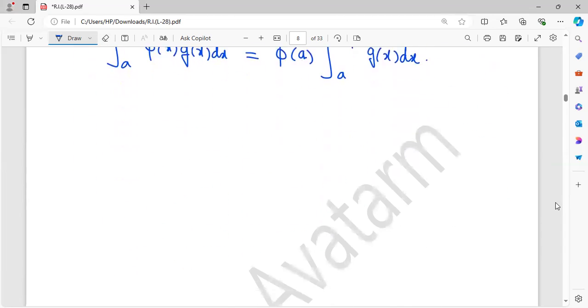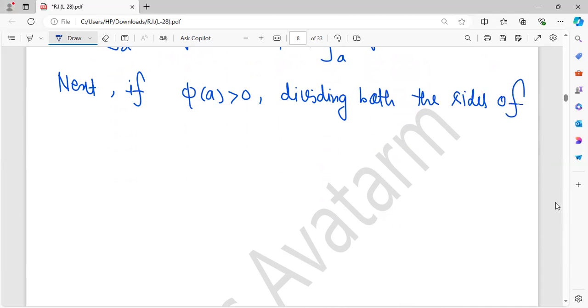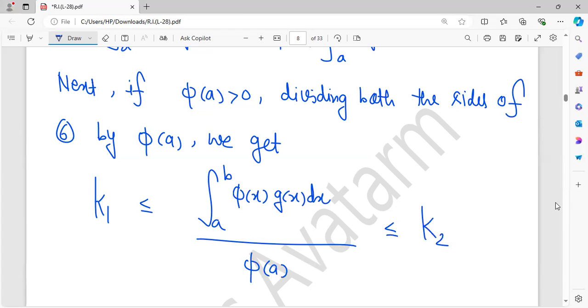Now, if phi(a) is greater than 0, dividing both sides of 6 by phi(a), we get K_1 less than or equal to the integral from a to b of phi(x) g(x) dx upon phi(a), which is less than or equal to K_2.